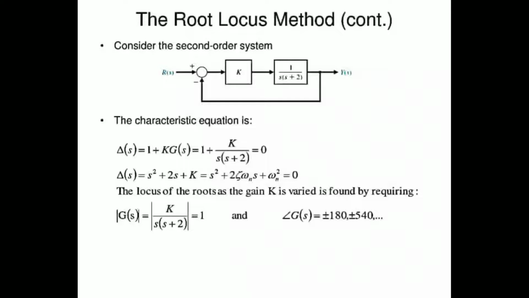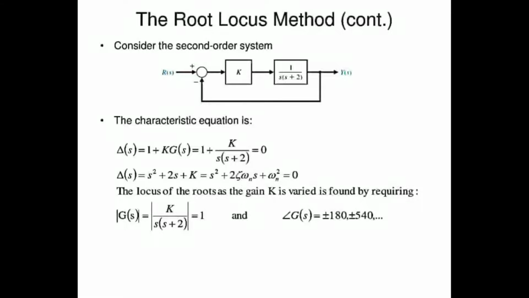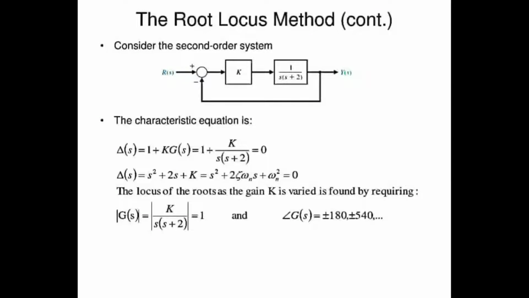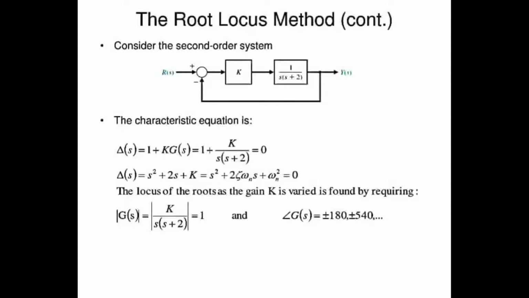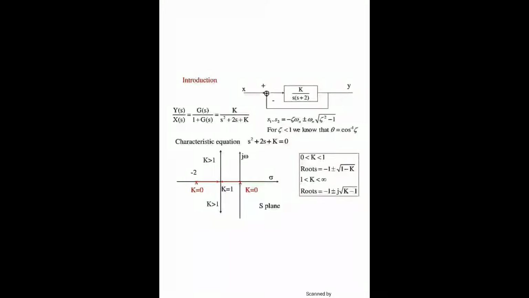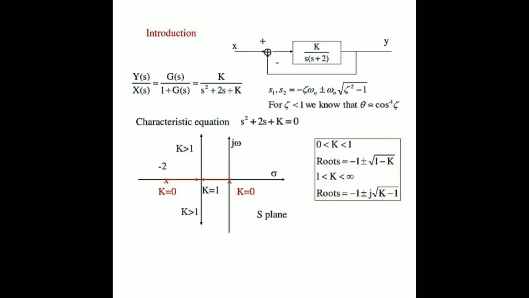First one is the magnitude condition and second is the angle condition. In the magnitude condition, we are finding the magnitude of the open loop transfer function, and if that is equal to 1, then the given point is on the root locus. And the angle condition is what? The angle of the open loop transfer function should be an odd multiple of 180 degrees. So if these two conditions are satisfied, the root locus exists.